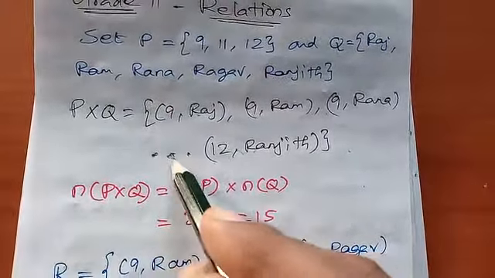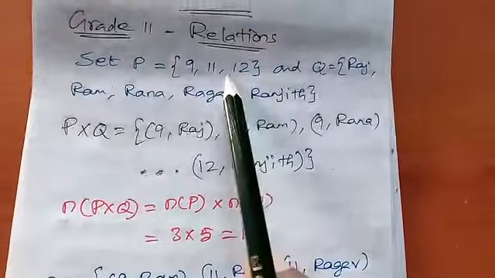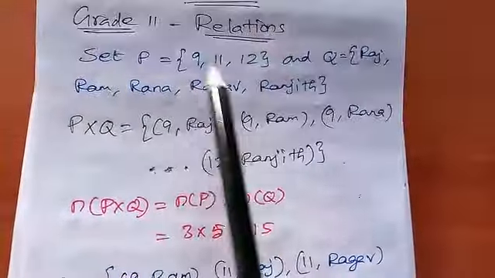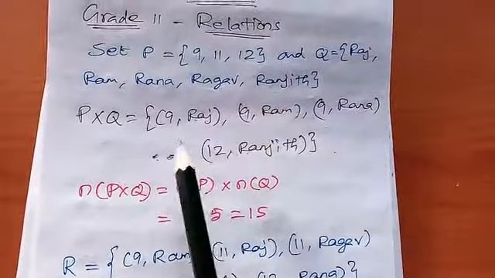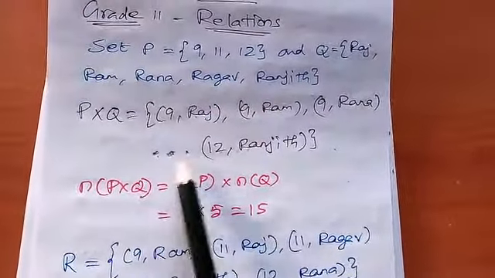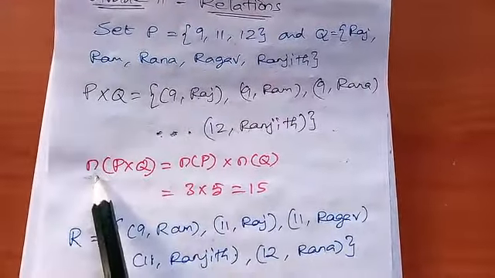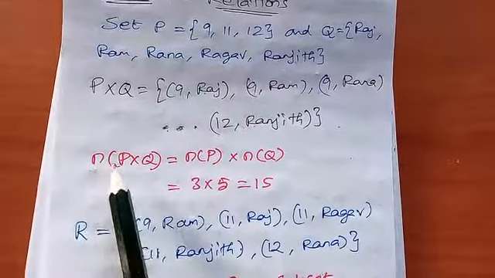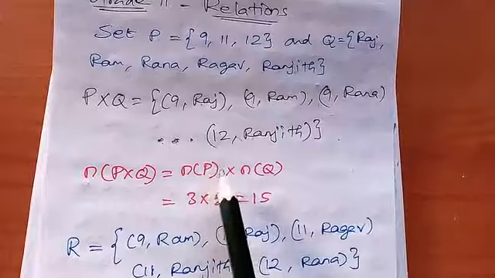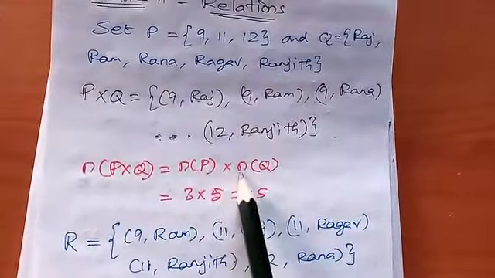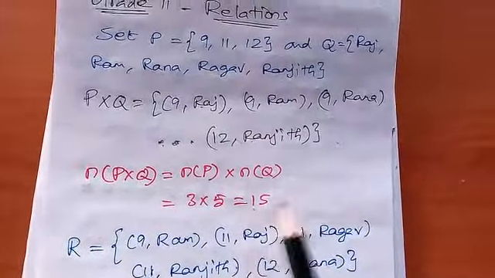So how many are there usually? Here 3, here 5. So totally how many ordered pairs do we get? 3 into 5, 15. There are 15 ordered pairs. So I just put dot, dot, dot. Okay. So the number of ordered pairs in P cross Q is equal to the number of elements in set P into the number of elements in set Q. So we get 15 ordered pairs.